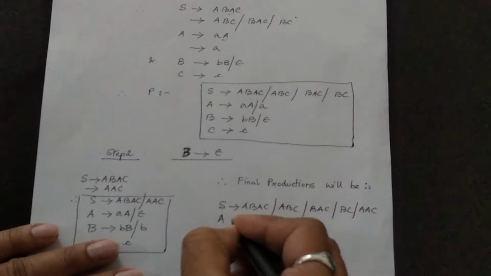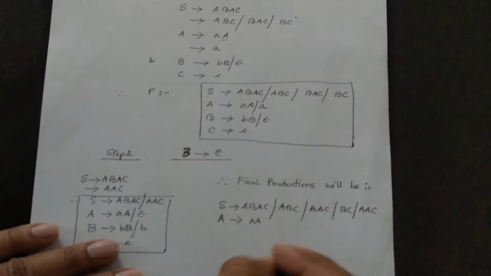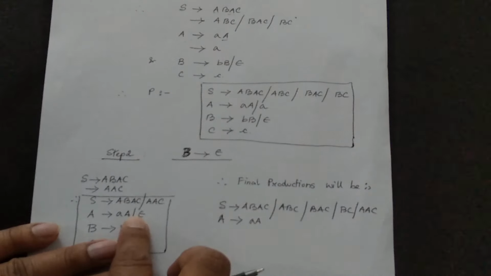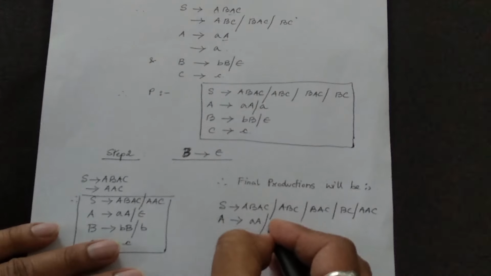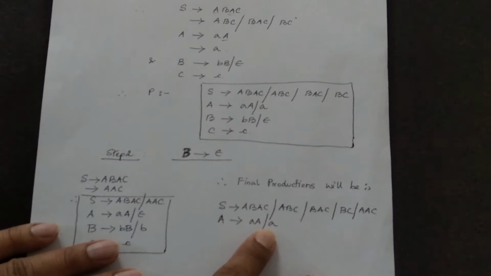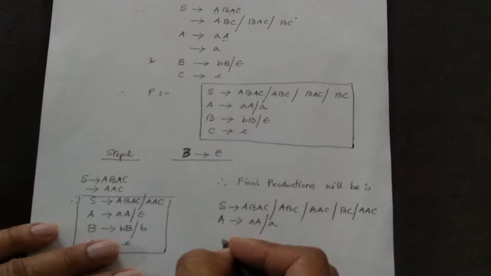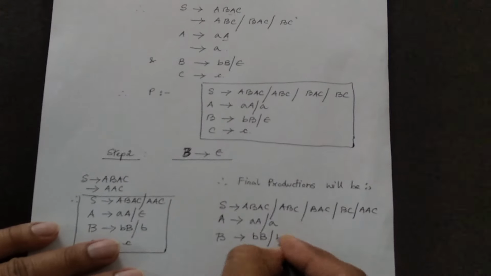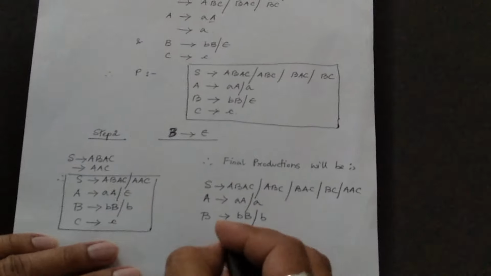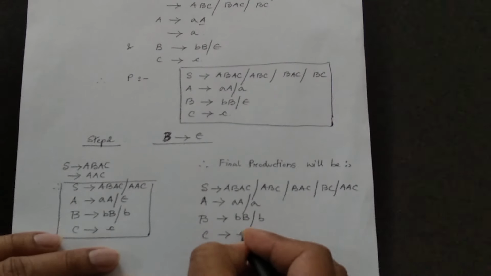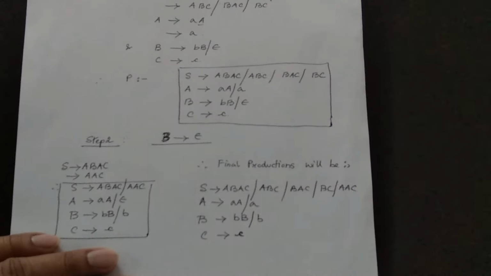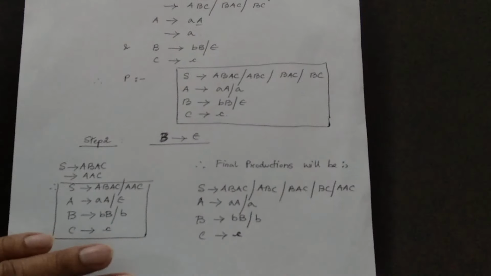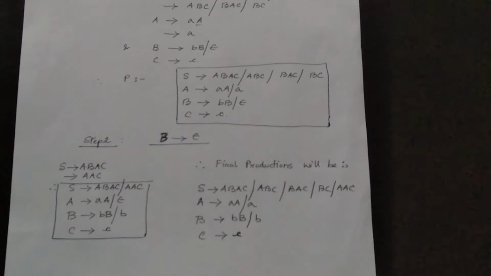Now, A tends to small letter A, A. Now, if I remove epsilon, then what will be the answer? A. Epsilon I no need to write over here, okay? Because this is my aim. Now, next B. B tends to BB. And what will be the other one? Okay, small letter B. And finally, C tends to small letter C, this is the only production which is having nothing. Correct? So, this is your final productions after removal of null productions.